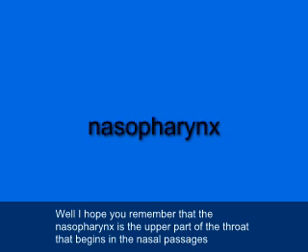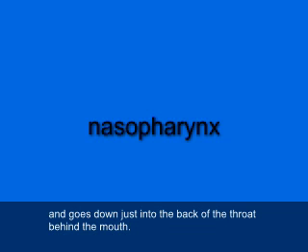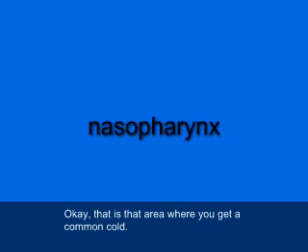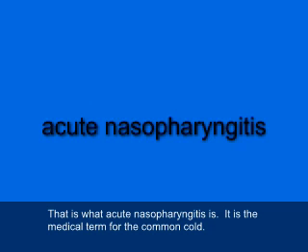Well, I hope you remember that the nasopharynx is the upper part of the throat that begins in the nasal passages and goes down just into the back of the throat behind the mouth. Okay, so that's that area where you get a common cold. That is what acute nasopharyngitis is. It is the medical term for the common cold.